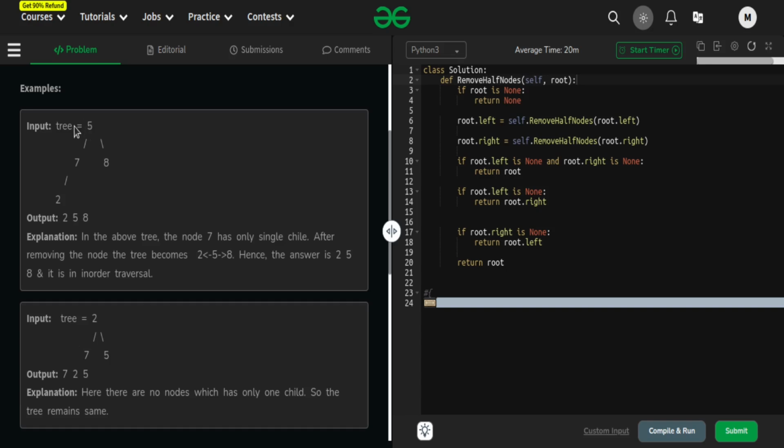So for instance, if this is the tree which is given to us, as we can see 7 is a half node and what we need to do is we need to remove 7. After removal of 7, the tree becomes 5, 2 and 8, which is what is being printed, or the in-order traversal of that tree is being printed over here. So that's the problem statement, folks. Now let us discuss the solution of this problem.